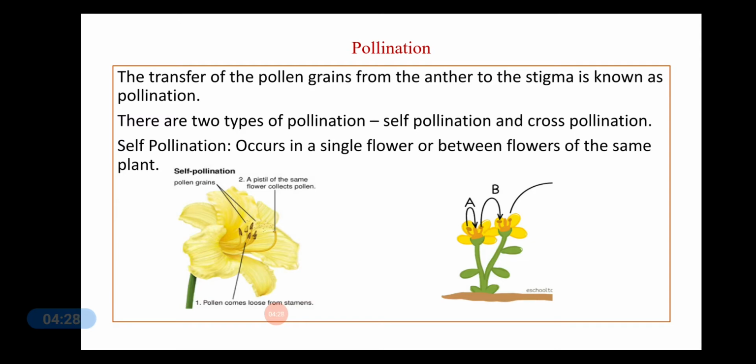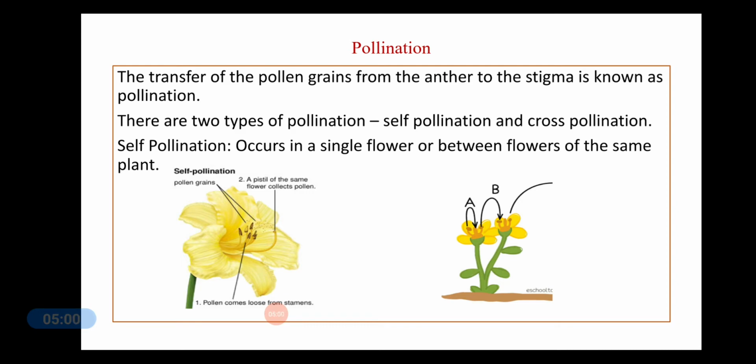Let us learn about pollination. What do you mean by pollination? Pollination is the transfer of pollen grains from the anther to the stigma of a flower. So, it can happen in one single flower or between different flowers. Let us learn about the different types of pollination. Basically, there are two types of pollination: self-pollination and cross-pollination.